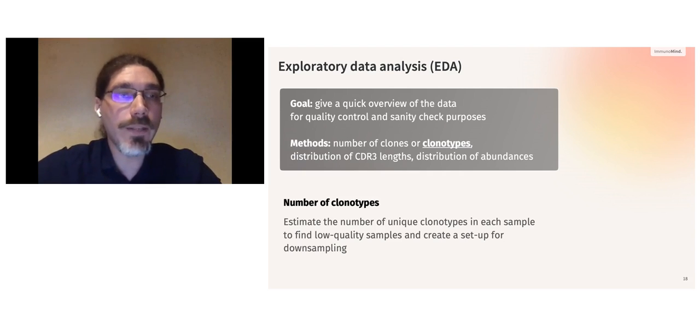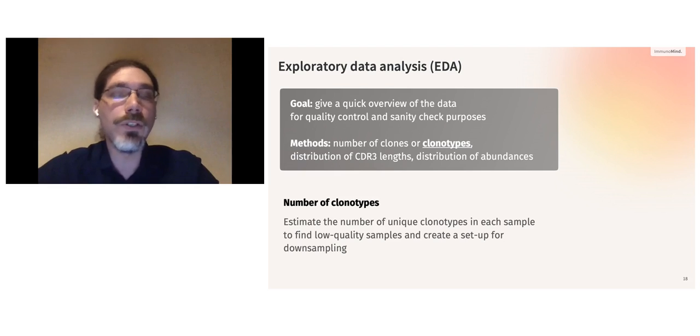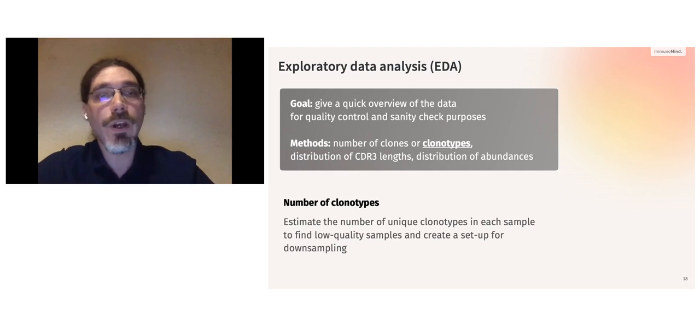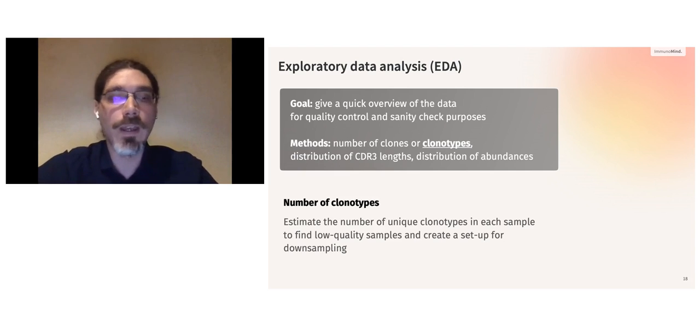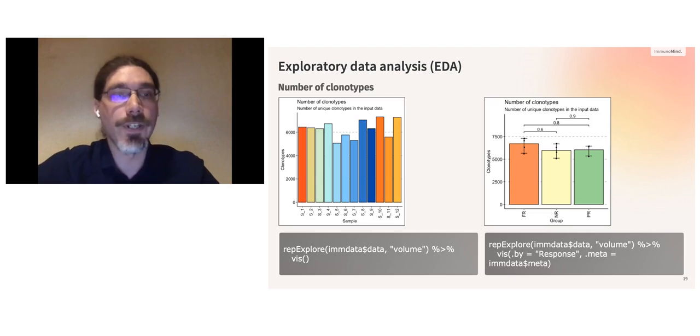The second method for exploratory data analysis is the number of clonotypes, or in other words, the number of rows in your data. The idea here, again, is to find low quality samples or anomalies. So if you have some data with an extremely low number of clonotypes, it's interesting, right? You need to explore and investigate it, whether it is some issue with an experiment, or it is biology, and it's quite an interesting insight.